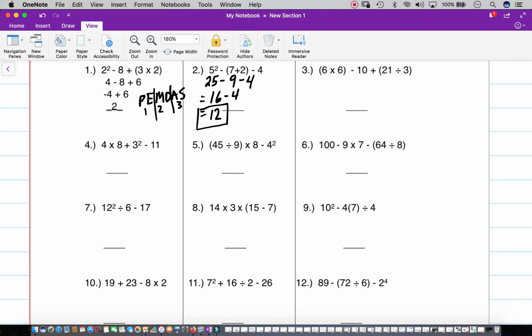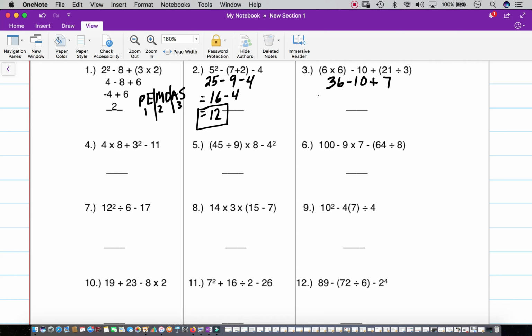Great job. Moving on to number 3. We have 6 times 6 inside parentheses, minus 10, plus 21 divided by 3 inside parentheses. So for this problem, where would we start? Of course, in our first house with parentheses. So 6 times 6 gives us 36. Bring this minus 10 down because we can't subtract yet. Bring this plus sign down. Now we complete this parentheses. So what's 21 divided by 3? 7.